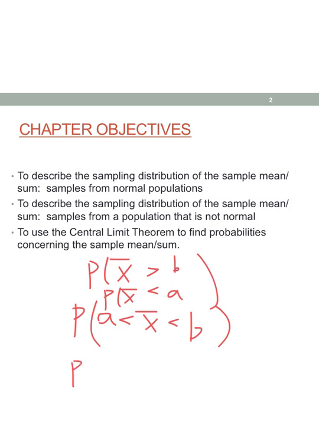Or we are looking for the probability for sigma x. What's the meaning of sum? The sum is when we add all the sample values together. The sum bigger than something, less than something, or between two values. In our previous chapters, we all focused on finding the probability for x bigger than something, less than something, or between two values. So after this chapter, we can use the central limit theorem to help us find the probability for the sample mean and the sample sum.